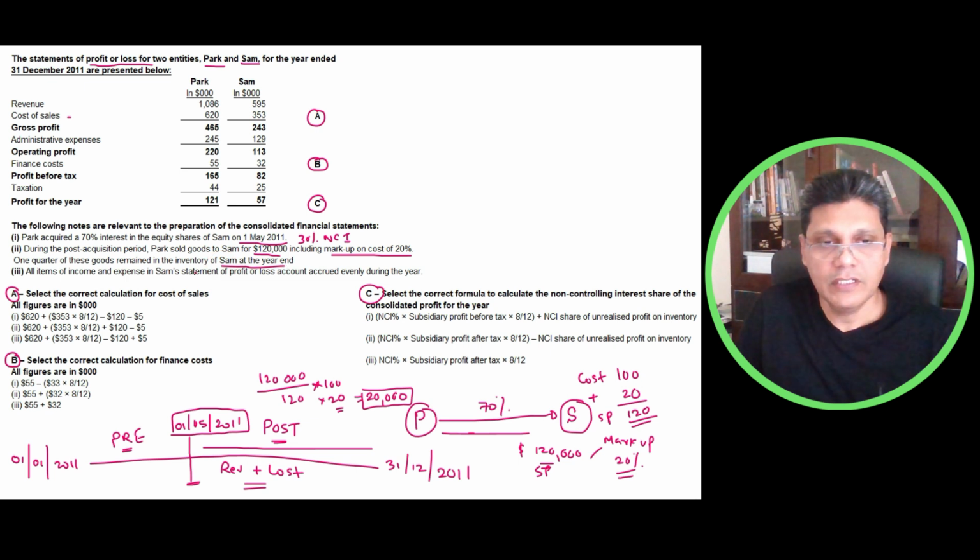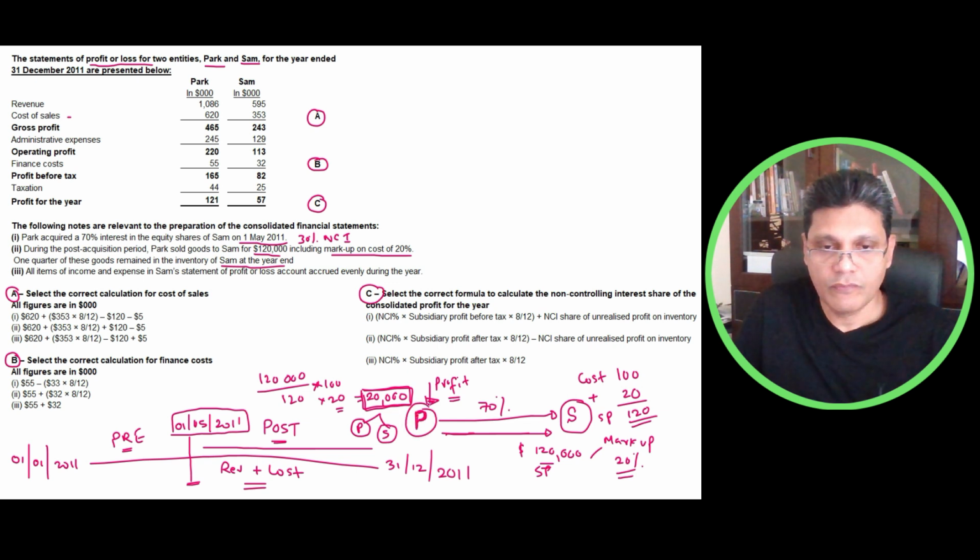Now here you need to identify who has recognized this profit. These goods have been sold by parent company to the subsidiary company. So therefore the profit is recognized by parent company. Since the profit is recognized by parent company, we don't need to split this 20,000 profit into the parent and the subsidiary. We don't need to split because the entire profit is recognized by the parent company.